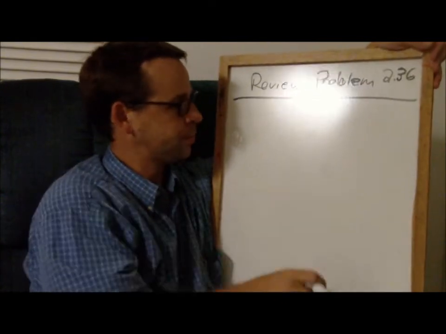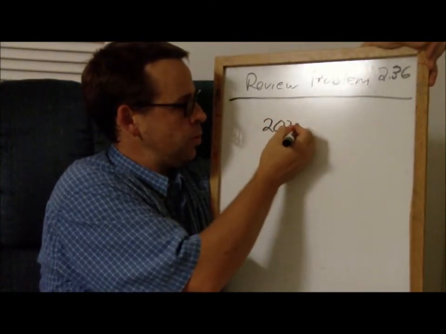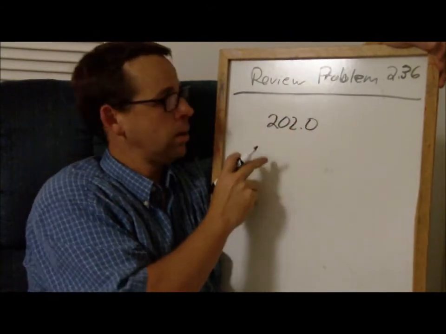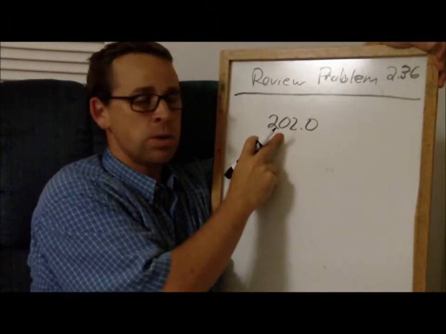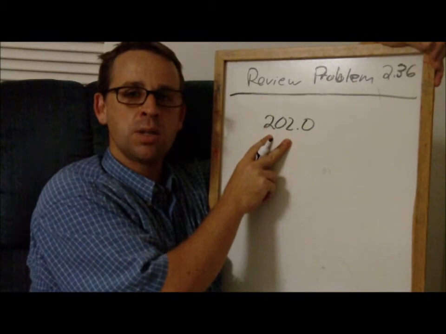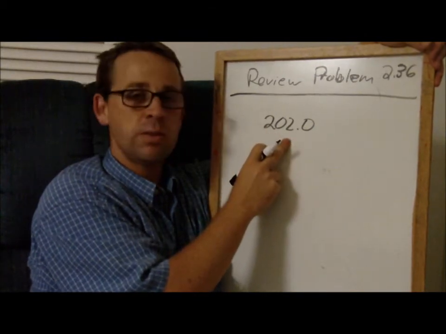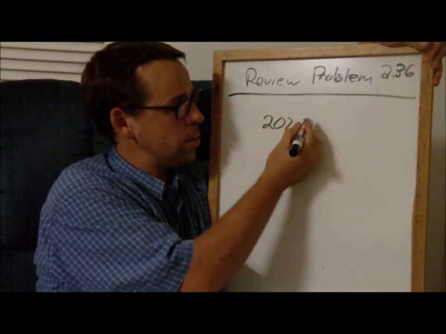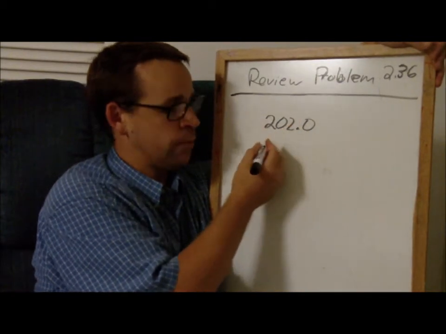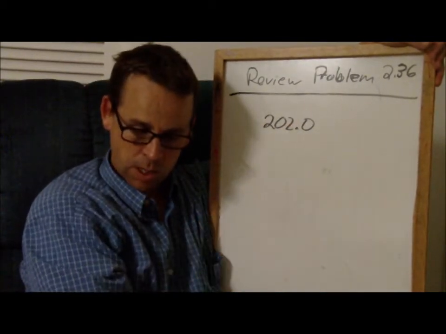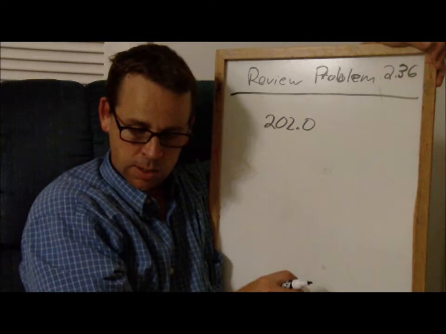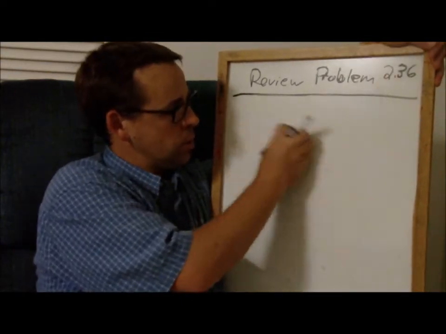236C, 202.0. 1, 2, 3. Any zeros that are surrounded by non-zero numbers are significant, so that's 3 significant digits there. And this is a 0 beyond the decimal point, so that's 4 significant figures. So 236C has 4 significant figures.